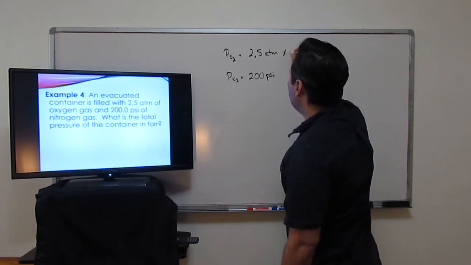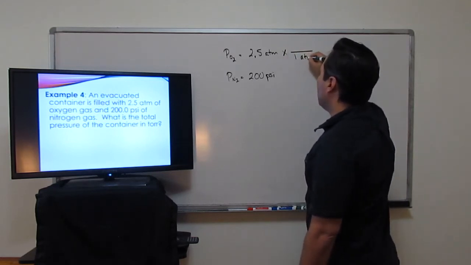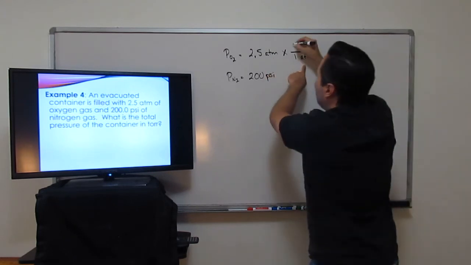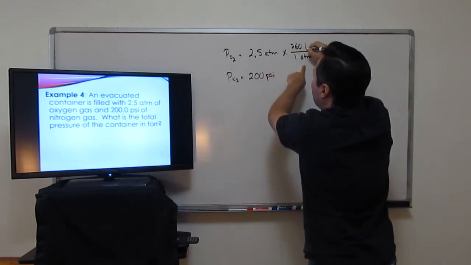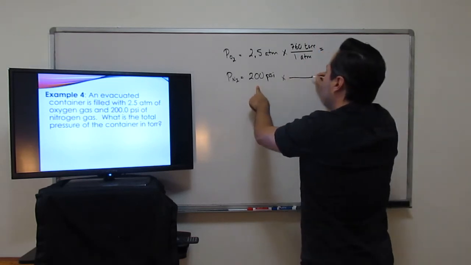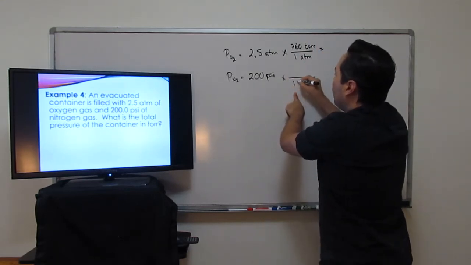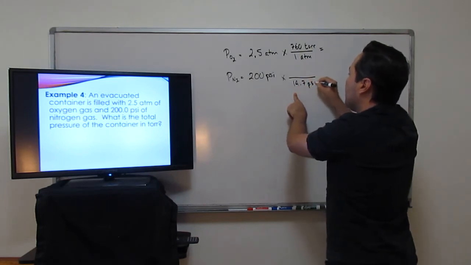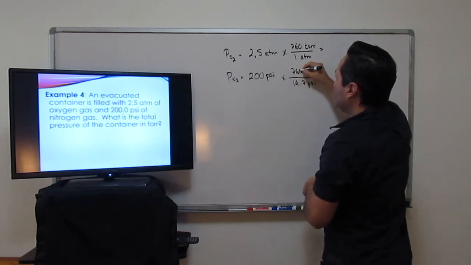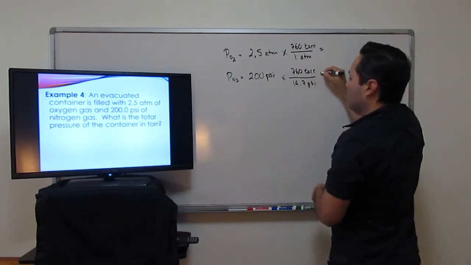For the atm, we're going to put 1 atm in the denominator, so the given and the denominator match and can cancel each other out. And then the numerator, 760 torr. For the psi, it's going to be 14.7 psi. Again, notice the units match so that they can cancel out. And on the numerator, we're looking for torr, so I put torr in the numerator.